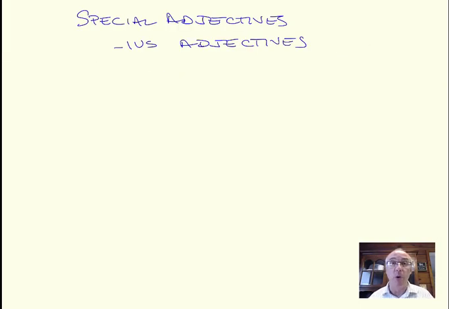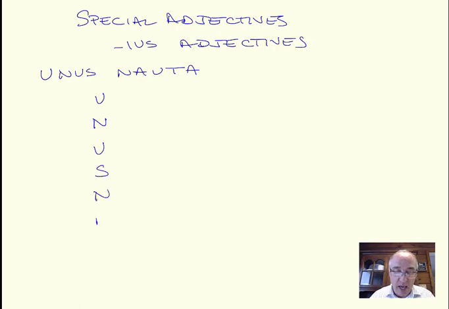For example, bonus, bona, bonum, or avarus, avara, avarum, the greedy ones. But this is an IUS adjective. They're often called the UNUS NAUTA adjectives because it's called one sailor. That's a nice Latin word. And because they follow the letters U, N, U, S, N, A, U, T, A.